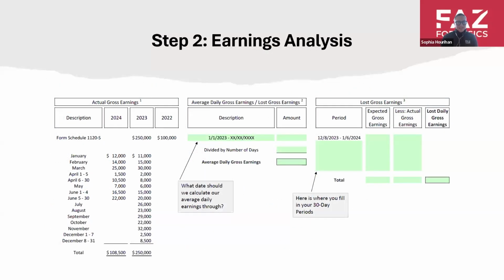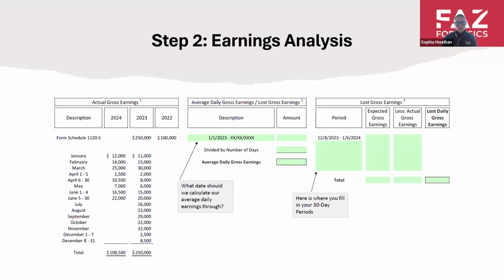The earnings analysis varies depending case by case. As I mentioned before, sometimes you'll be temporarily disabled, or sometimes we'll have an insured or claimant who is completely out of work. We always start with the actual gross earnings. We usually like to start with the Schedule 1120S, the Schedule C, and that's where we pull the amounts directly from the tax return. You can see that in 2022 and 2023, that's what we did. We took the amount from the tax return.